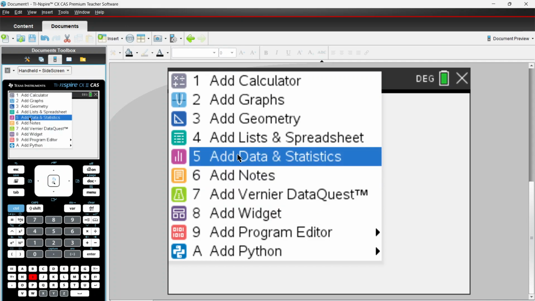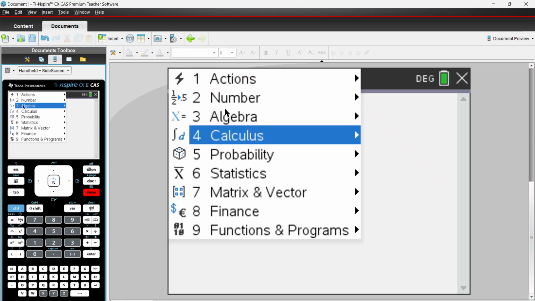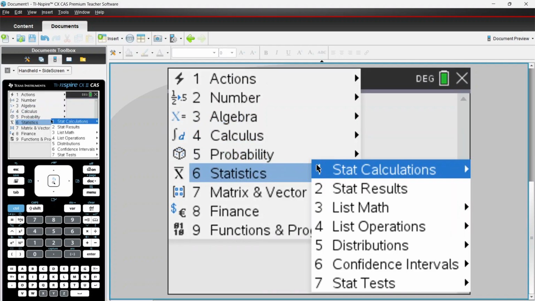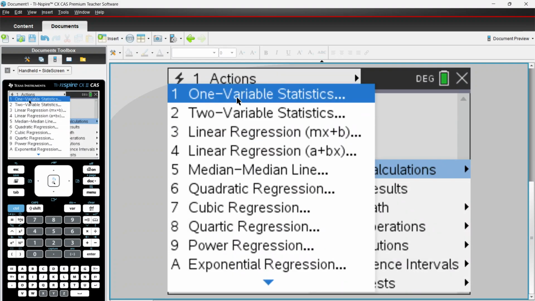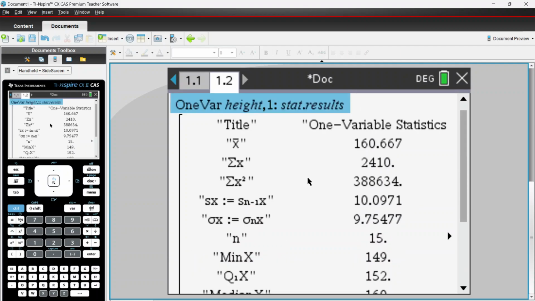You want to go to Add Calculator. You want to hit Menu, Statistics, Stat Calculations, One Variable, click OK, make sure you select height and press OK. This is going to give you all the summary statistics.